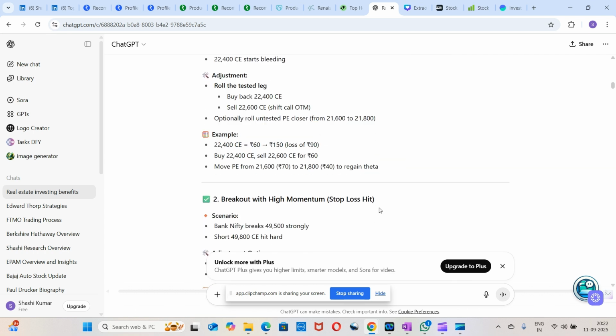If it was and it went to 150, you got a loss of 90 rupees, and we bought 22,400 CE. We will buy that because it's in loss, and then we'll sell 22,600 CE for 60 rupees. Okay, and move PE from 21,600, which is 70 rupees. You'll gain profit there, and you will move that to 21,800 or 40 to regain theta. So that's the first adjustment.